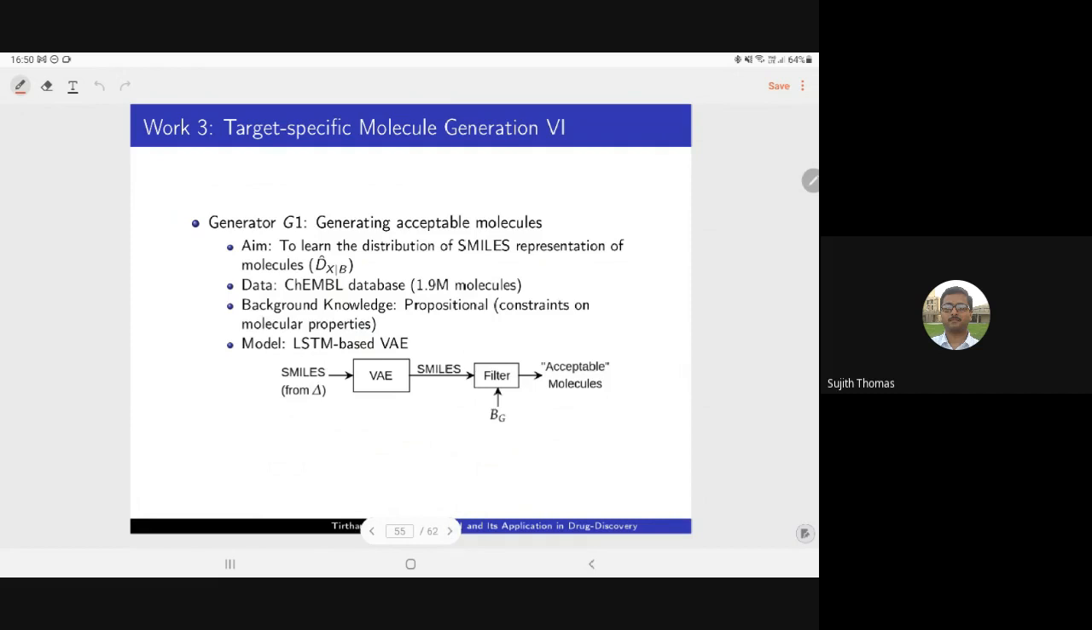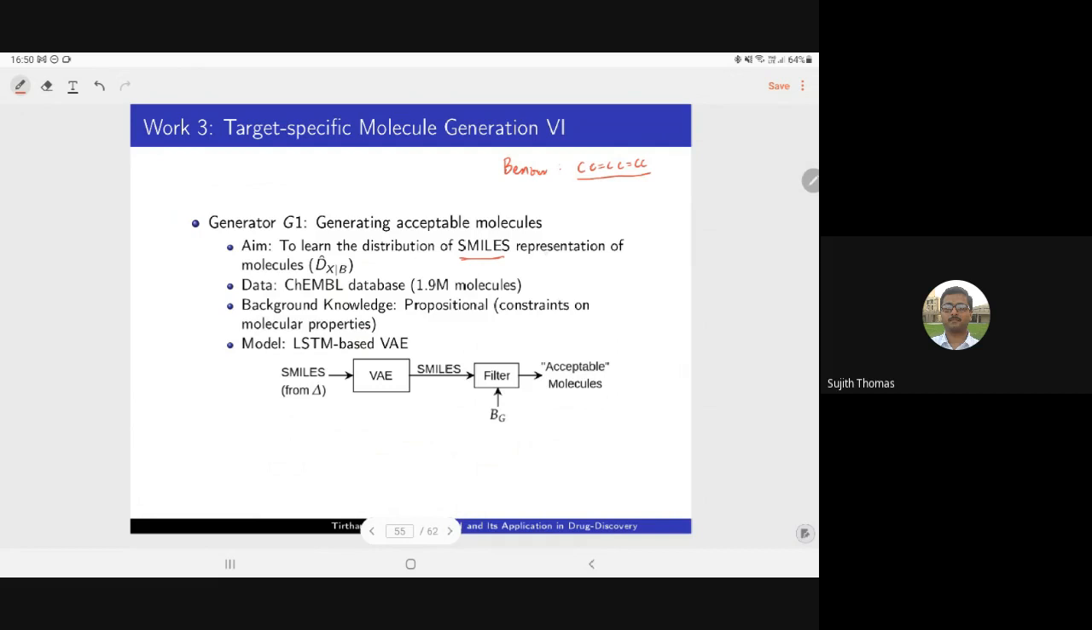So the generator G1, its aim is to learn the distribution of the SMILES representation. It's a very simple representation for a molecule. I may be wrong, but say benzene can be represented as C, C, C, C, C, C, something like that. It's mainly a string of characters. It includes equal signs, brackets, semicolons and many other things.